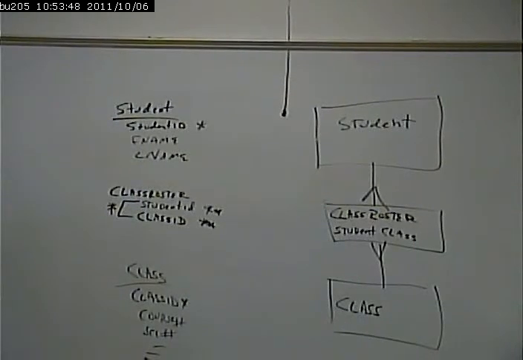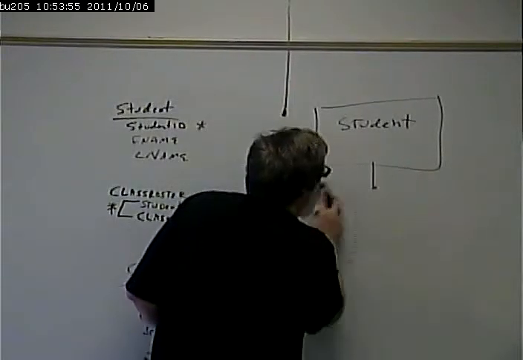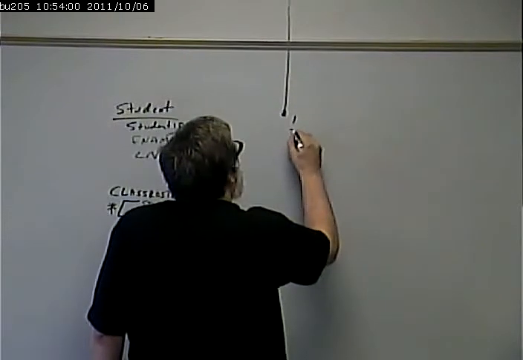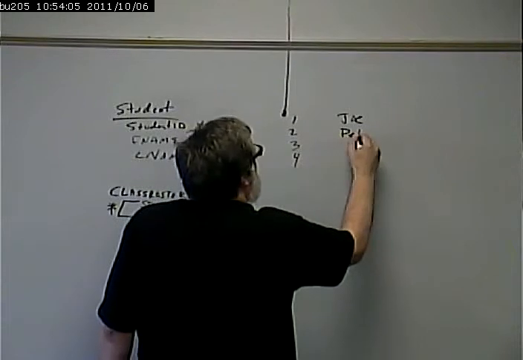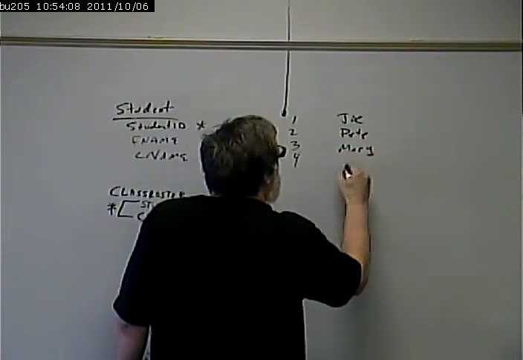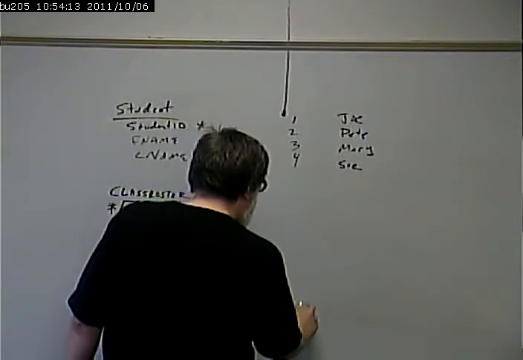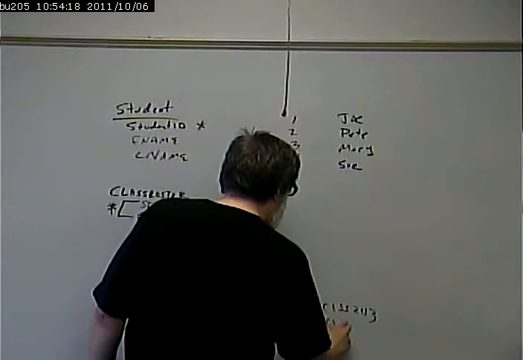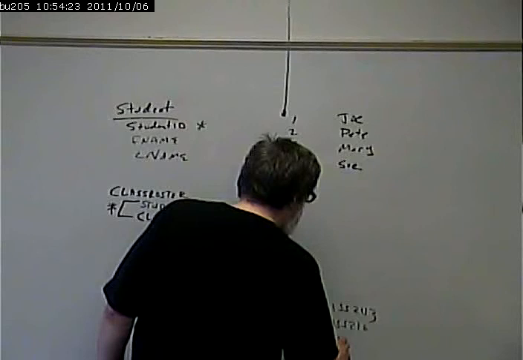So in other words, getting back to the example that I showed before, which I wish I didn't erase. If we have student 1, 2, 3, and 4, and student 1 is Joe, Pete, Mary, and Sue, and the classes are 100 is CISS243, 200 is CISS216, 300 is CISS143.